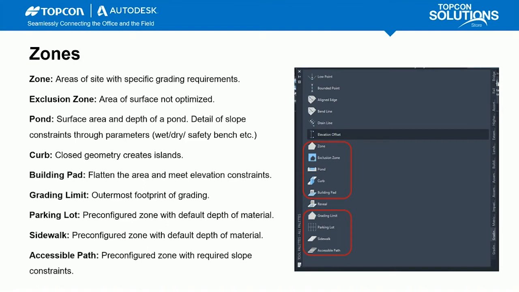Parking lot, pre-configured zone with a default depth of material. Sidewalk, pre-configured zone with a default depth of material. And accessible path, pre-configured zone with required slope constraints. So one thing you'll notice is parking lot, sidewalk, accessible paths, very similar to each other.